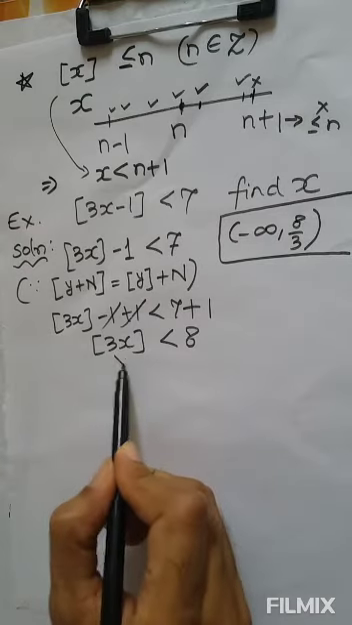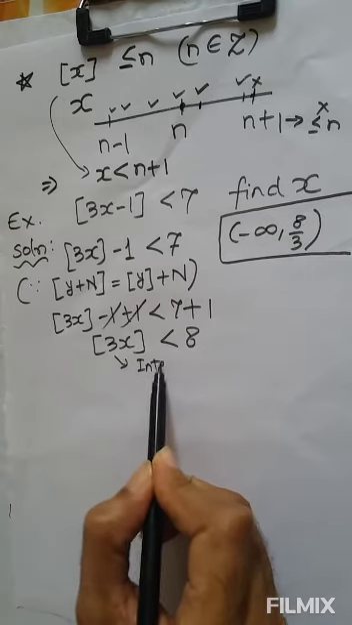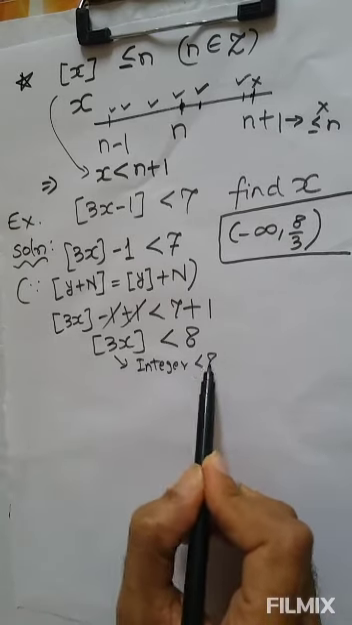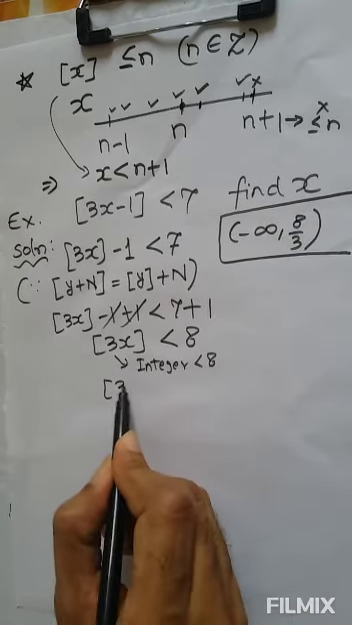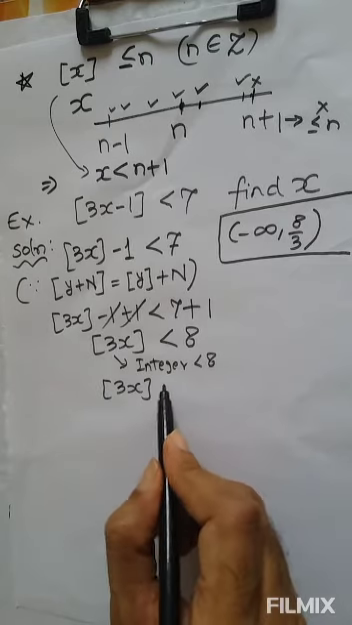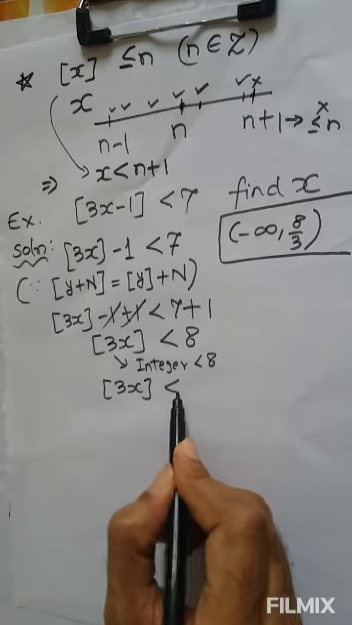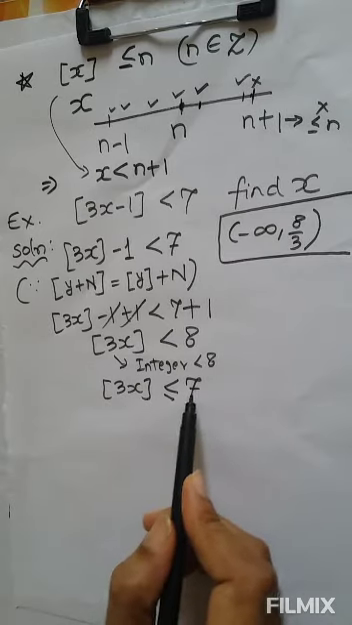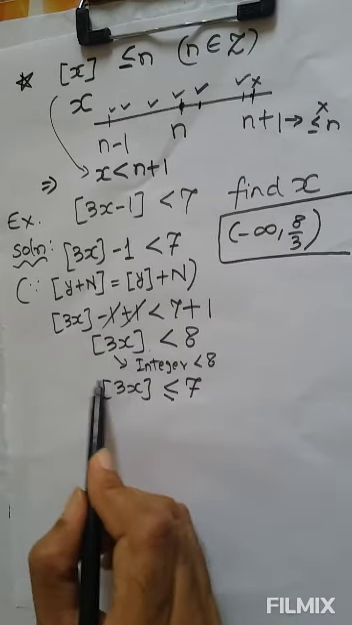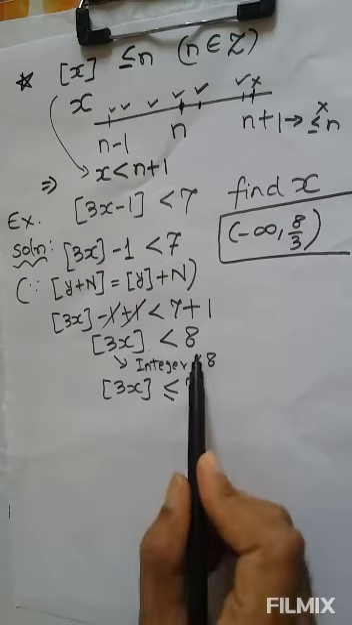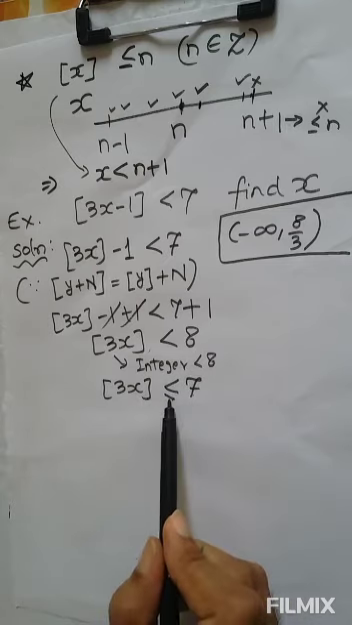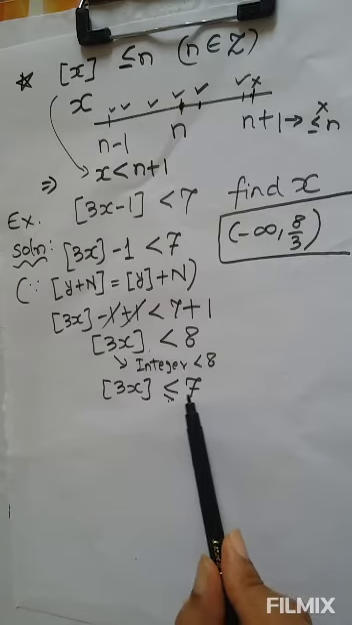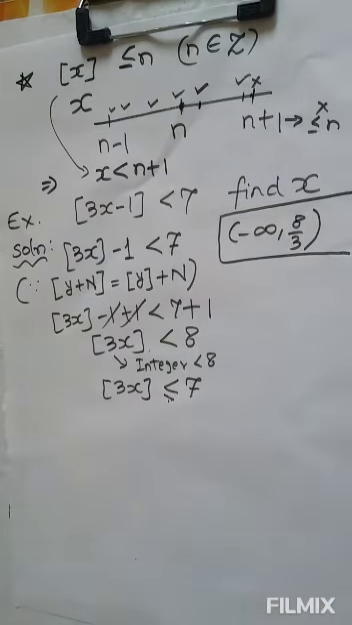See, this is an integer. An integer which is lesser than 8. More precisely, this inequality means lesser than 8 means what? 7. So this means 3x can be 7 or lesser than that. It satisfies this. So the meaning of this always would be this only.